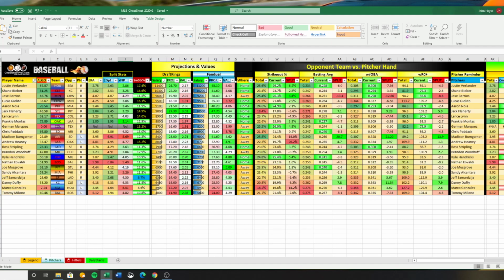So on the pitching tab, we've got your basic information over here. We got the algo, as with all my sheets, I've got next to the player name. We got the team they play for, the opponent they're playing, the pitcher handedness, so you can determine righty or lefty. And then over here we have the projections and values for DraftKings and FanDuel.